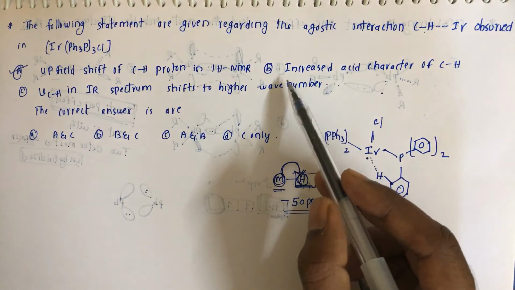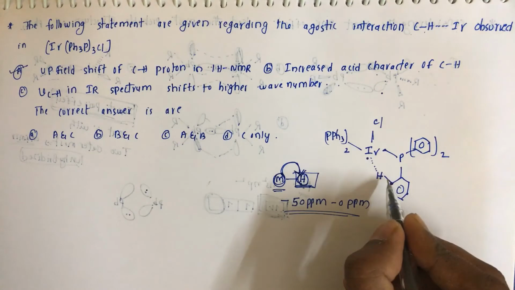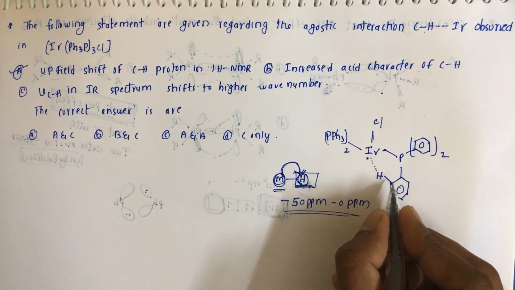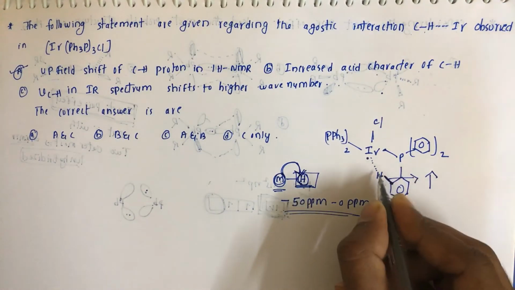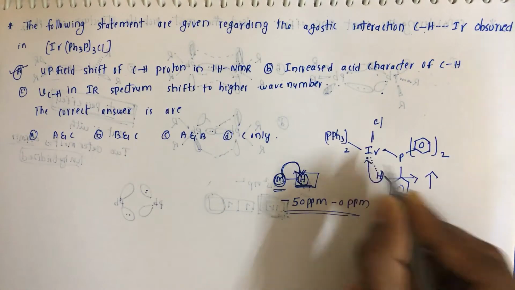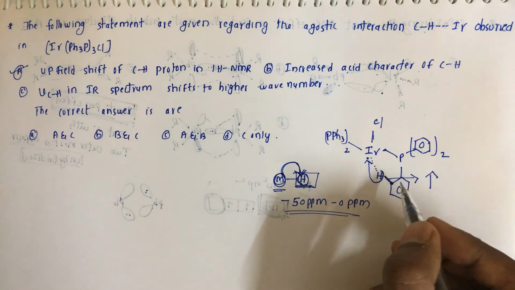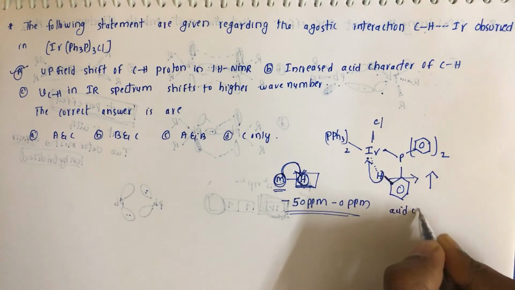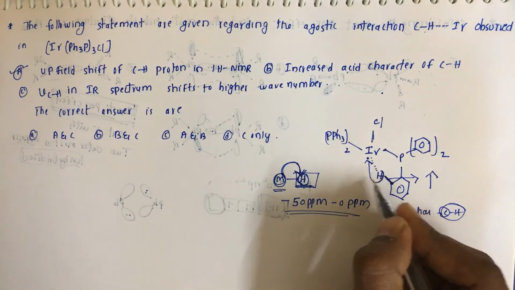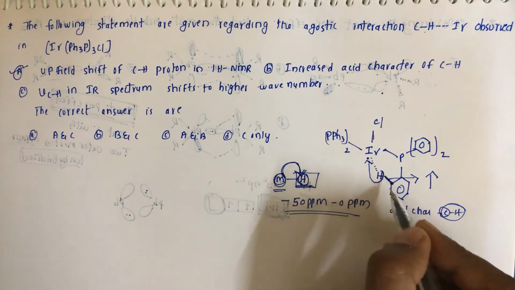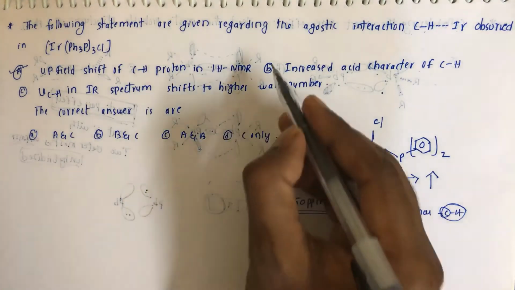And then the second one we'll see here, increased acid character of CH. Definitely it will increase, because during agostic interaction the bond length between C and H will increase, because the hydrogen is going towards the metal. So that means we can call it acid character. Acid character of CH increases because the carbon is donating this hydrogen to the metal, and this is due to the bond length increasing between the carbon and hydrogen. So this is also correct.